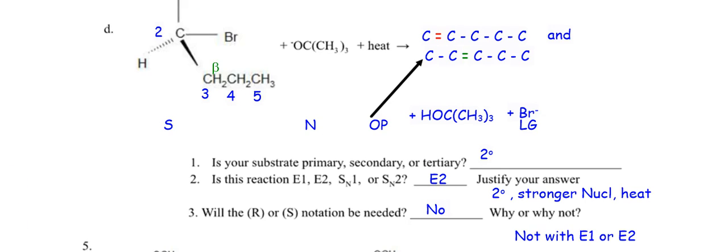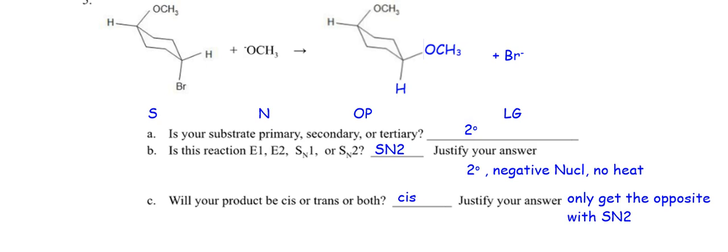All right, so let's look at number 5. There is no heat, so I do know it is a substitution. So now let's look over here. Here's my carbon. It's a secondary, with a carbon here and a carbon there, but that's a hydrogen. So now I have to look at here. It's negative, therefore it must be SN2. Why is that important? Because will your product be cis or trans or both? Now, if it were SN1, your answer would be both, okay? But because it's SN2, we start off with trans, so my product had to be cis. So I wrote you only get the opposite with SN2. You do not get both, okay?